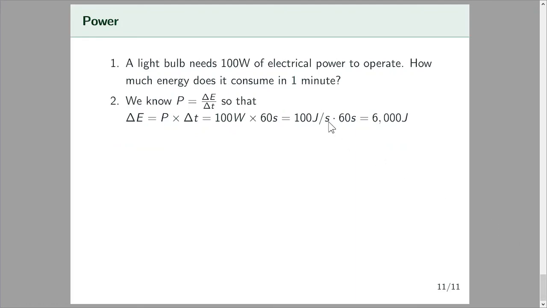Here's another example. A light bulb needs 100 watts of electrical power to operate. How much energy does it consume in 1 minute? Well, if power is energy over time, then energy is power times time. If I rearrange that, it means 100 watts times 60 seconds, or 100 joules per second times 60 seconds, or 6,000 joules. So this is how much energy that 100-watt light bulb uses in 1 minute.